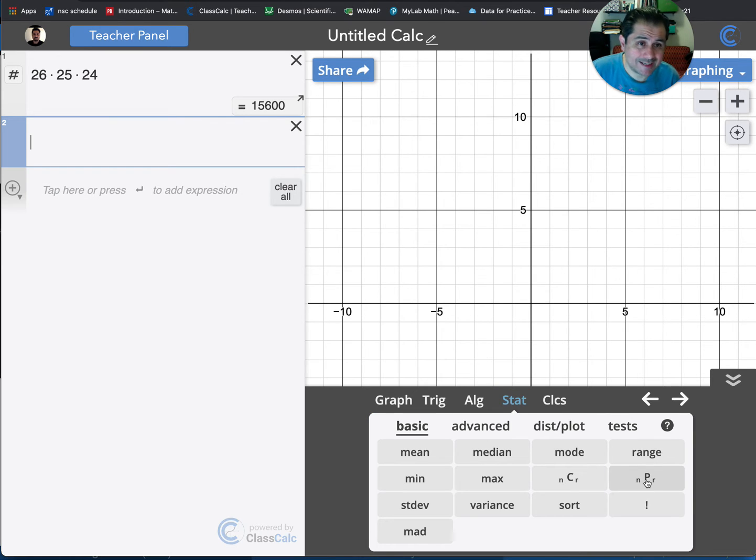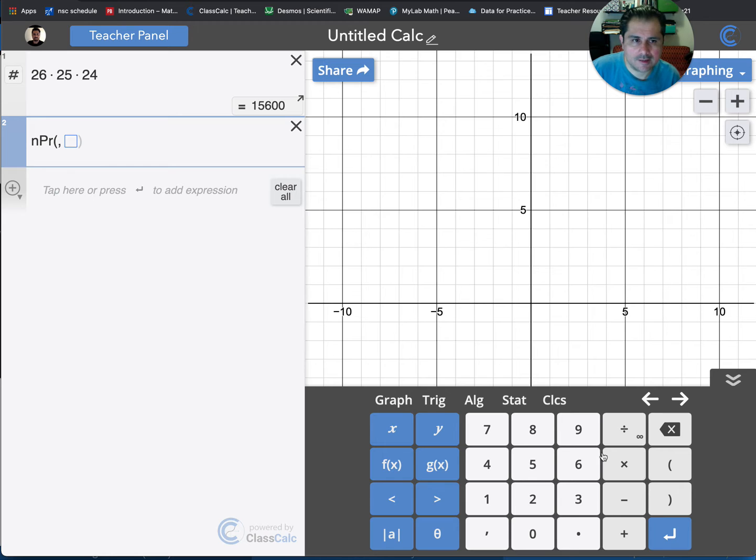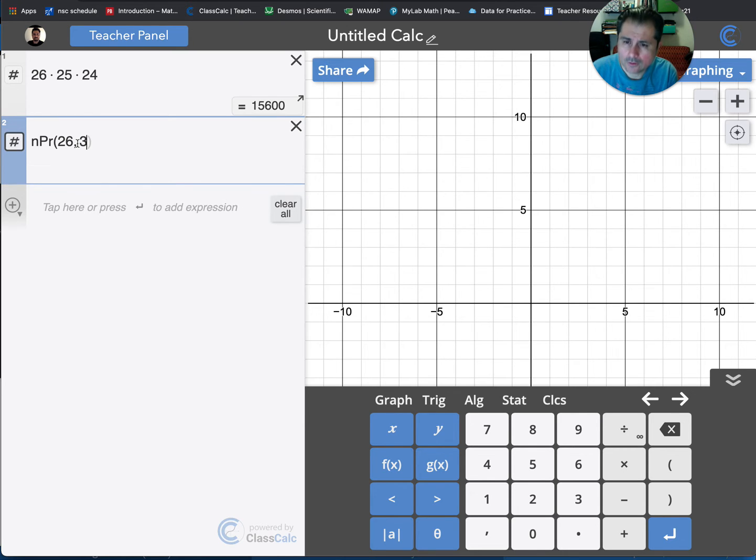So if I press NPR in the calculator, it gives me parentheses to put the two values of N and R. So if I put 26, comma, 3, it gives me the same answer that I have above. This is going to be useful later when we use big numbers. Like if I want to do 26P15, writing it the top way would be a pain, but writing it this way would be very simple.